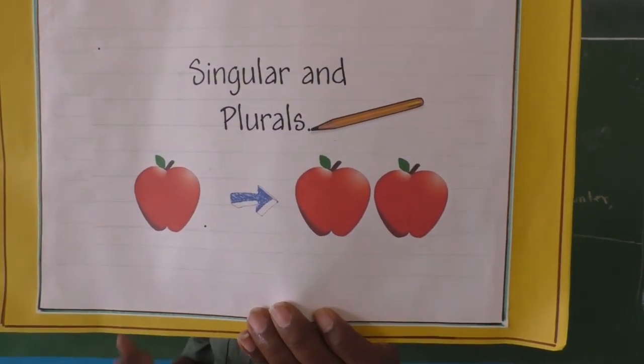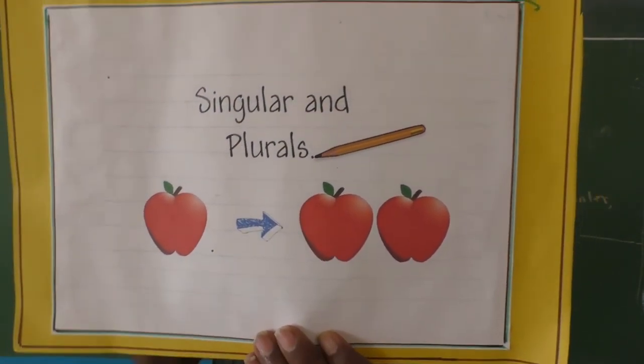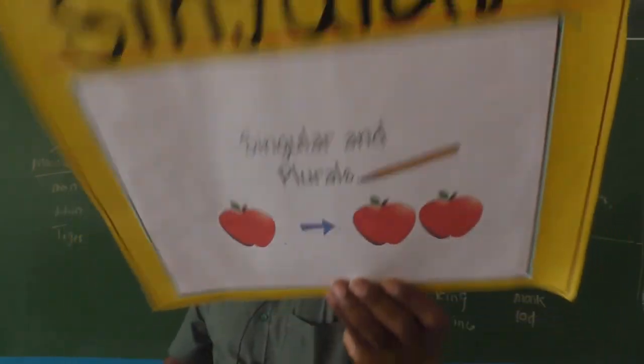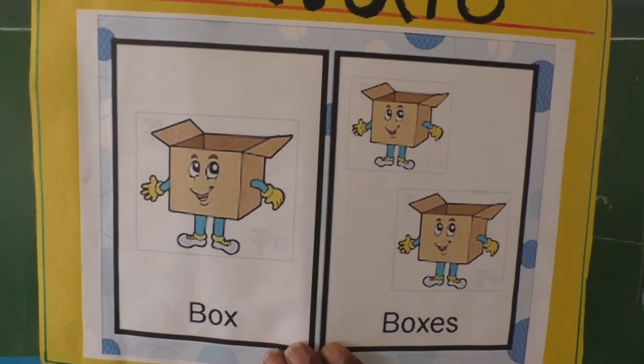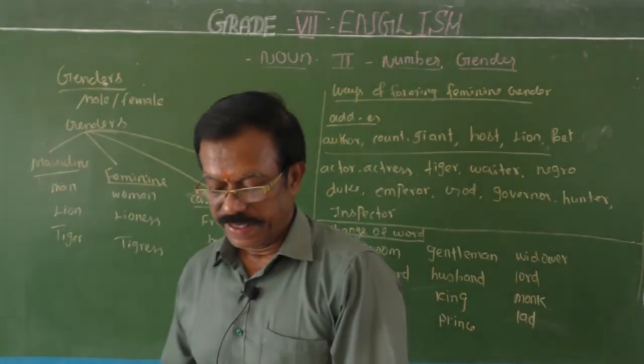Similarly, for singular and plural also, you can use pictures of things which can be counted. On one side you can paste all singular nouns. On the other side, you can paste all the plural nouns. See, like this also. Box, boxes like this. So many pictures you can collect. Okay, fine.